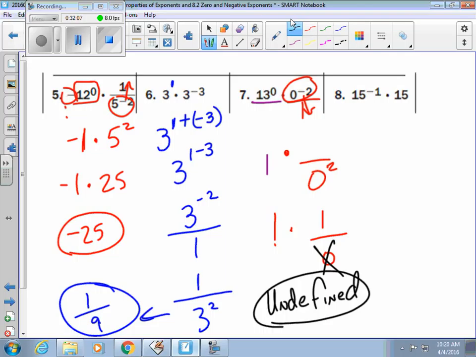Number 8 says 15 to the negative 1 times 15 to the positive 1. Remember, there's a 1 there, even if you don't have it written in. You got to see it. Same bases, 15 and 15. So you have 15 to the negative 1 plus 1. You add the exponents. That gives you 15 to the 0 power. And what is anything to the 0 power? 1.